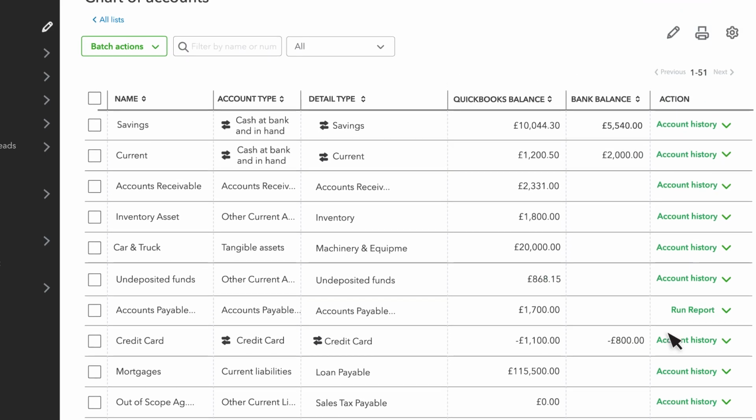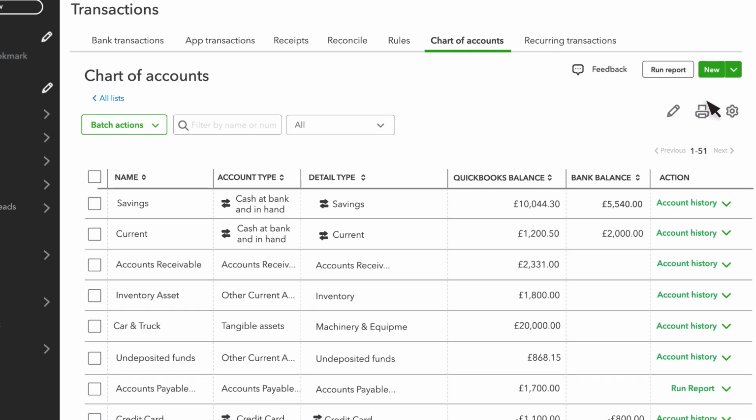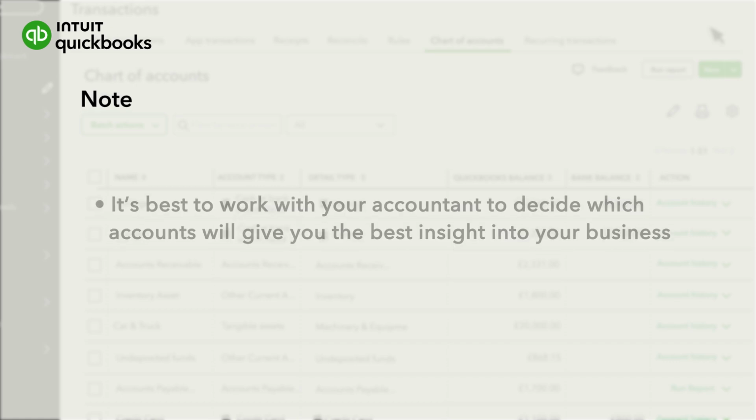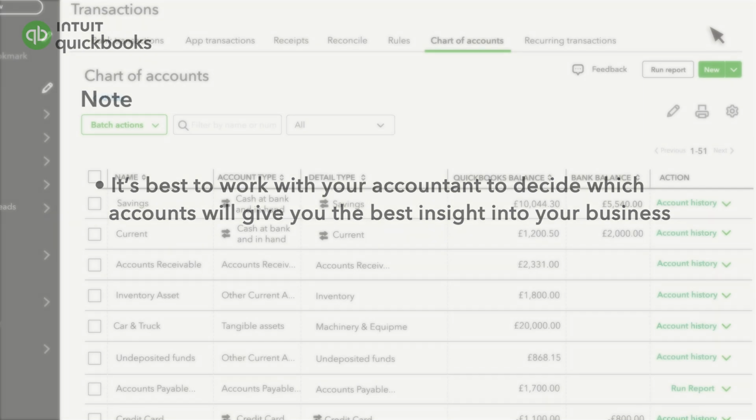QuickBooks comes with many accounts already set up for you. However, you'll probably want to add some more. You can add them here by selecting New. Your accounts don't have numbers by default, but you can learn to turn on account numbers by checking out this video. Note that it's best to work with your accountant to decide the type of accounts that give you the best insight into your business.